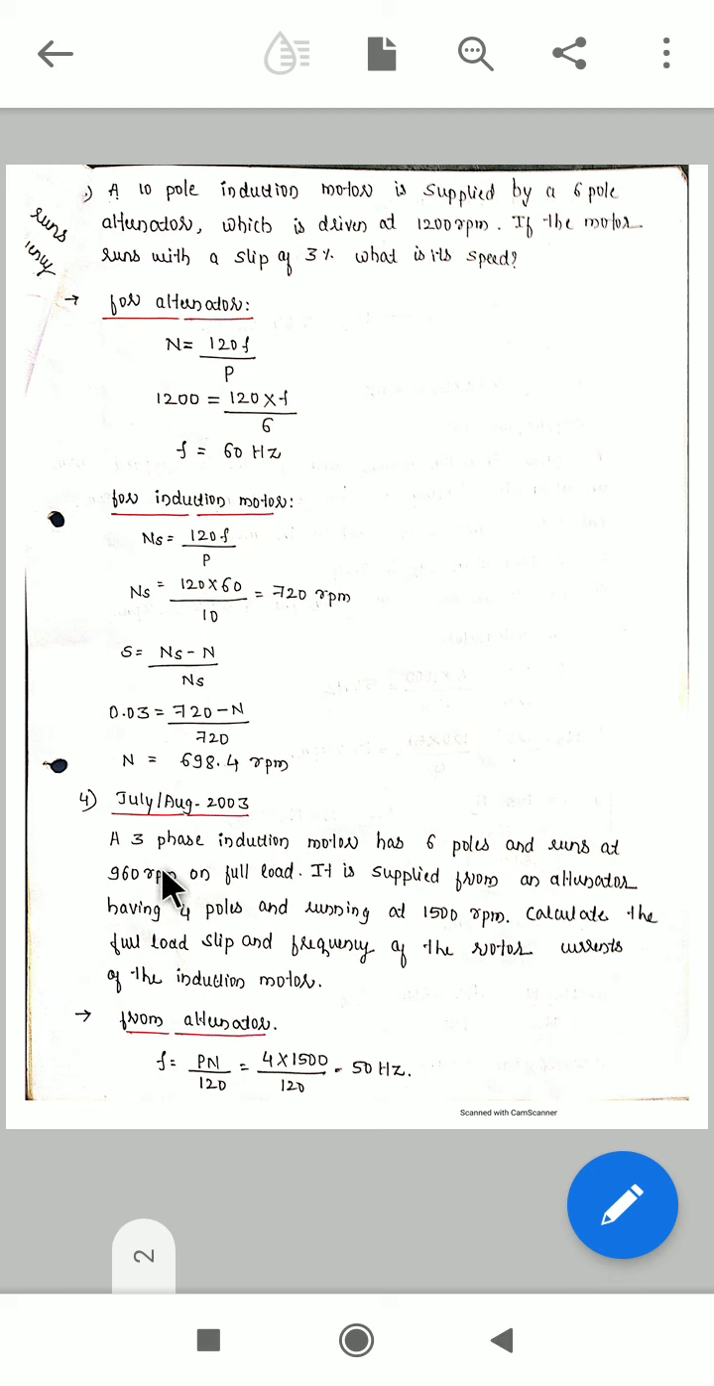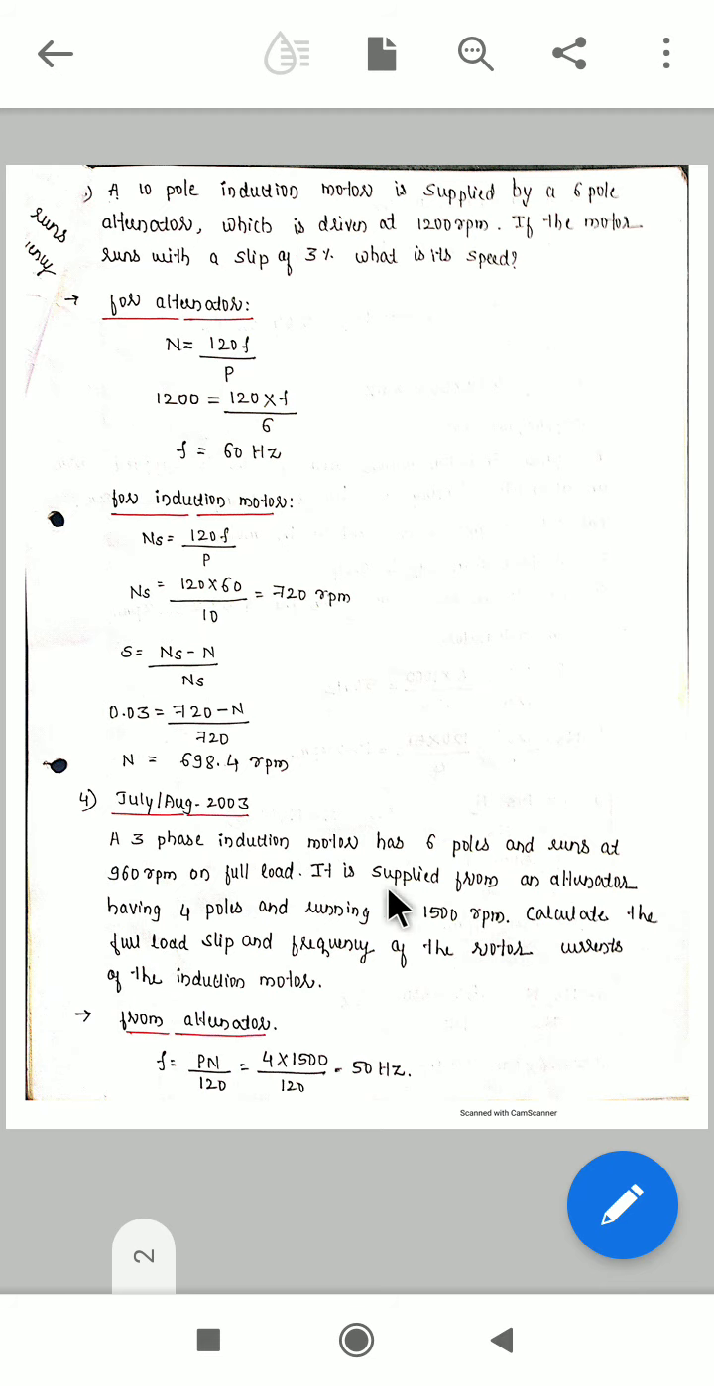In the next problem, a 3-phase induction motor has 6 poles and runs at 960 rpm on full load. It is supplied from an alternator. The induction motor has 6 poles, but the alternator has 4 poles and it rotates at 1500 rpm. Calculate the full load slip, frequency and the rotor current frequency of the induction motor.